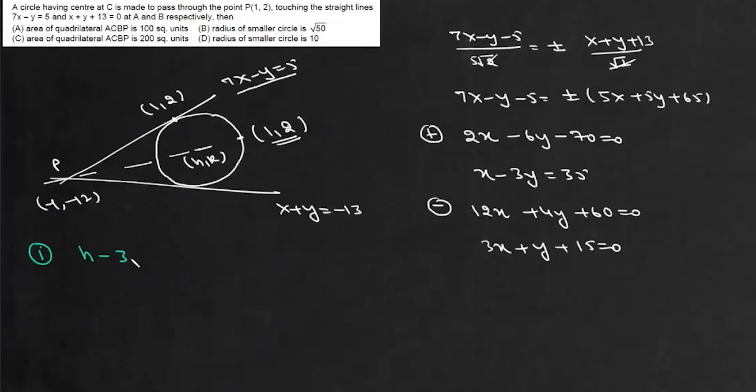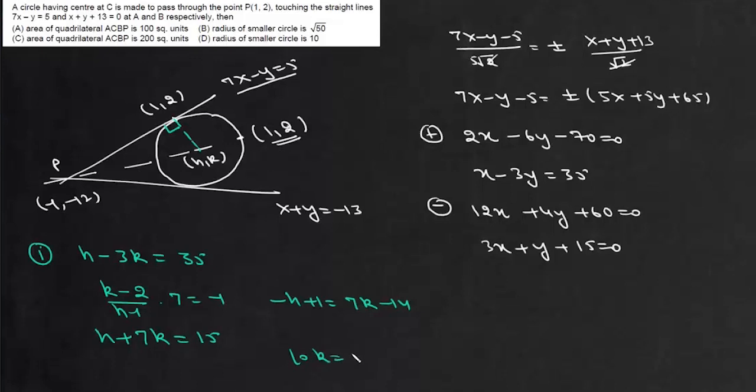So we'll get h minus 3k equal to 35, and also this angle is 90, so the product of slopes is minus 1. So we'll get k minus 2 upon h minus 1 into slope of this line, which is 7, equal to minus 1. So we'll get minus h plus 1 equal to 7k minus 14, or this equation is h plus 7k equals 15. Now we'll subtract first from second, so we'll get 10k equals minus 20, that is the value of k is minus 2, and if k is minus 2, the value of h is 29.